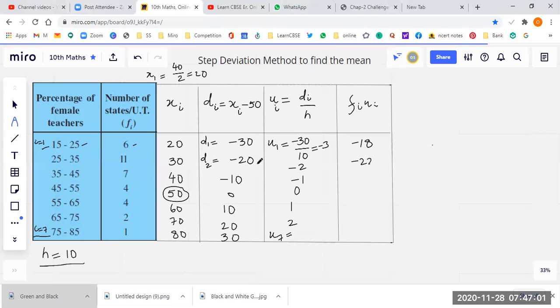And then we'll be getting f3 u3. That is 7 into minus 1 is minus 7. 0 multiplied by anything is 0. And then 4 multiplied by 1 is 4. 2 multiplied by 2 is again 4. 1 multiplied by what is u7?